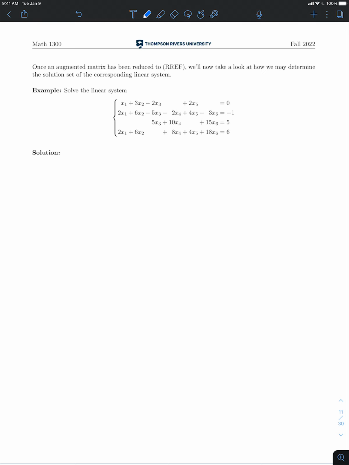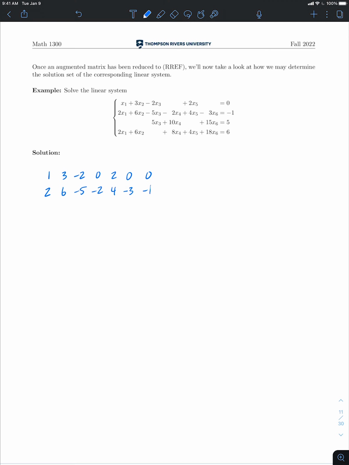So what are we going to do first? We're going to write down the augmented matrix, right? And then once we write down the augmented matrix, we're going to apply row operations, which are dictated by the Gauss-Jordan elimination method. And what that's going to accomplish is it's going to turn our augmented matrix into reduced echelon form.